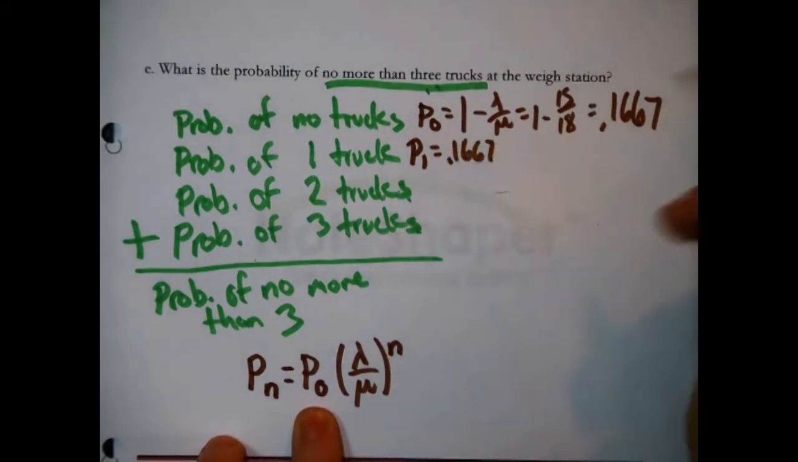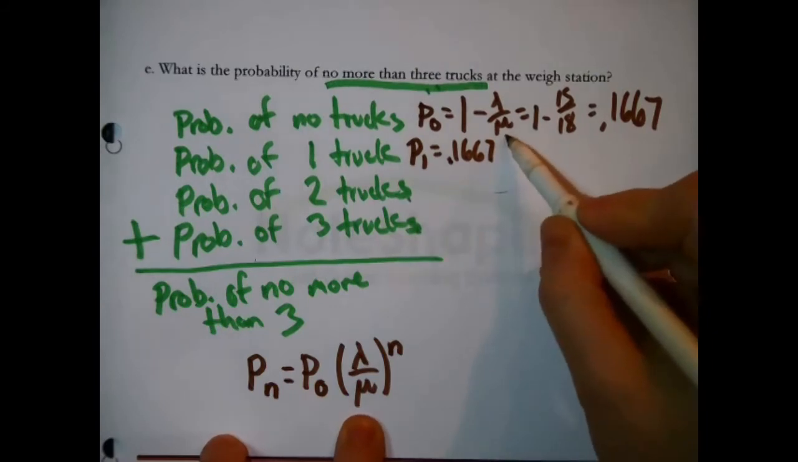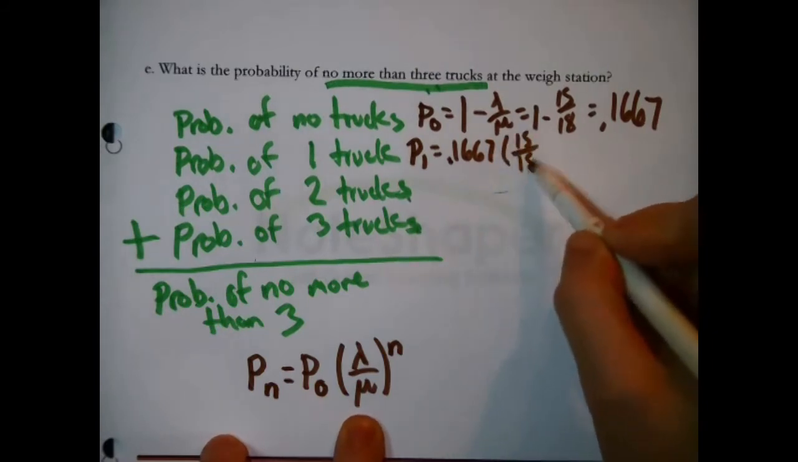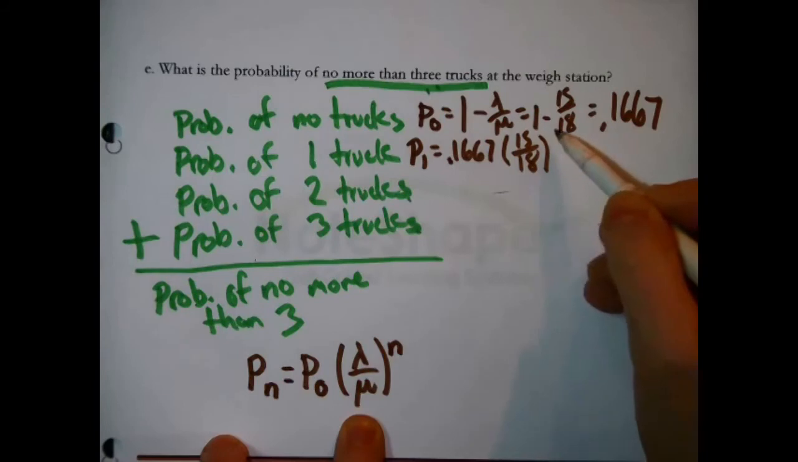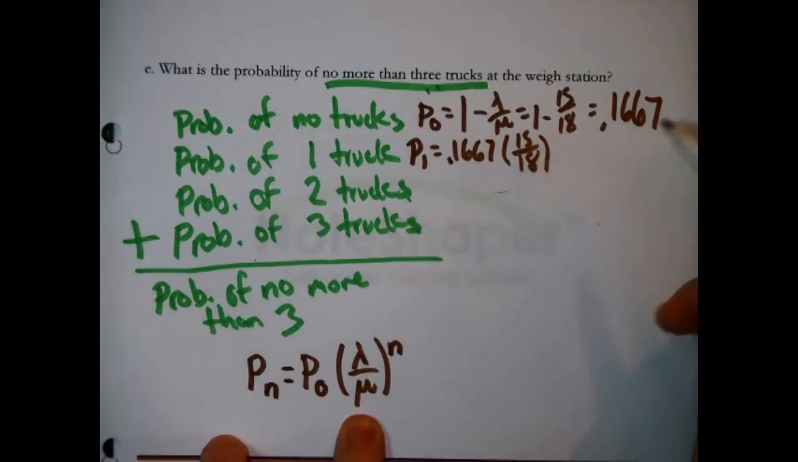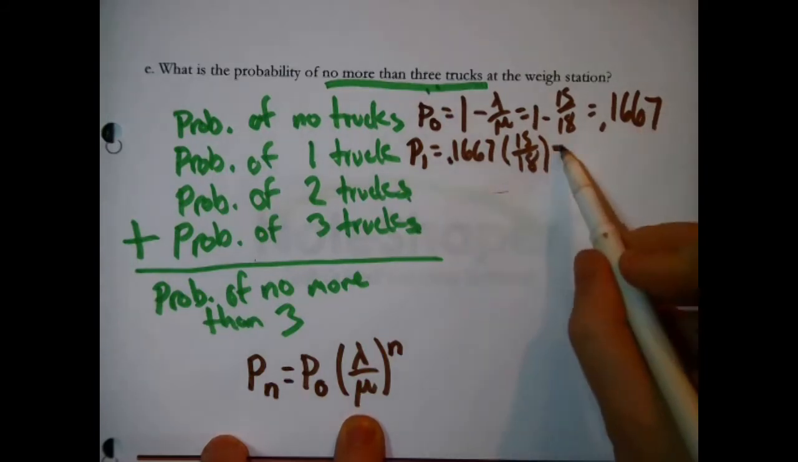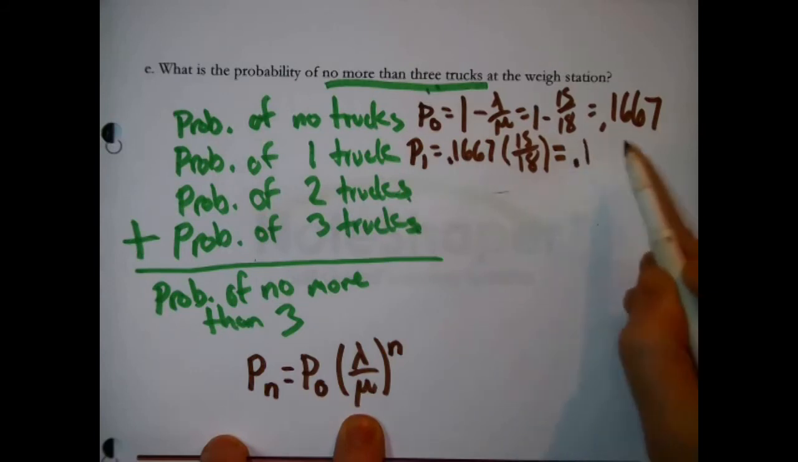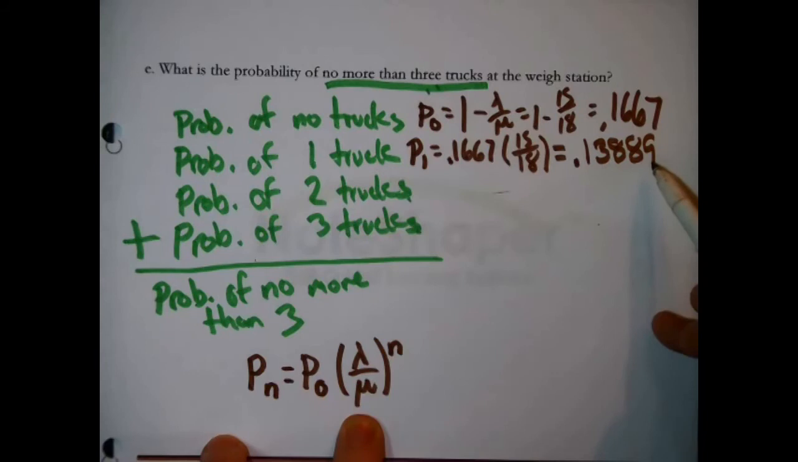So the probability of 1 equals, now let me think, p sub 0 we now know is 0.1667 times 15 over 18, that's our lambda over mu, to the power of 1, which is to say times 15 over 18. Well, that comes out super messy, but 0.13889 is what I see on my calculator. So that's the probability that there's 1 truck over there.